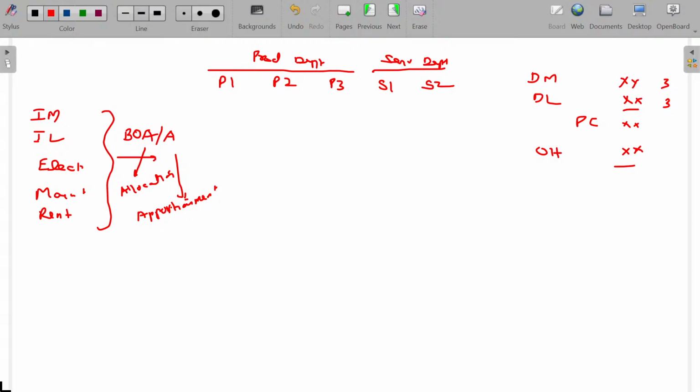Rent can be allocated using the area. Power can be allocated based on the horsepower of machines installed in the departments. Electricity is based on the number of switch points or submeter if we have. That's how we can calculate all these things. In such a way the common costs are allocated to all these 5 departments.